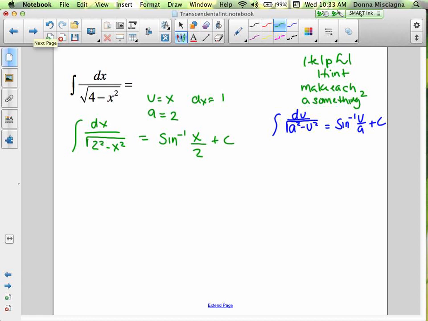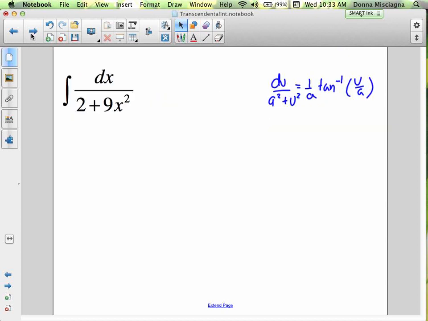It was recognizing that this was arcsine, that the integral was going to be arcsine, and then just rewriting it so you had a something squared minus a something squared, and identifying the u and the a, plugging it in. Right? Number 1, done. All right, let's do the next one.